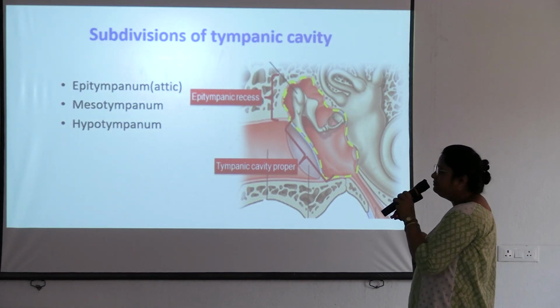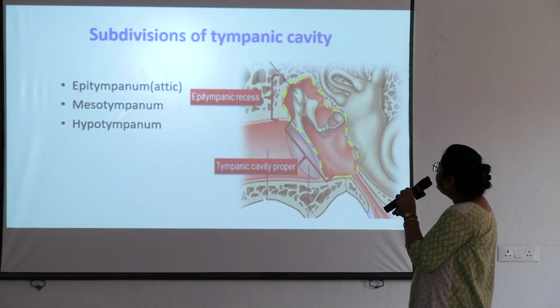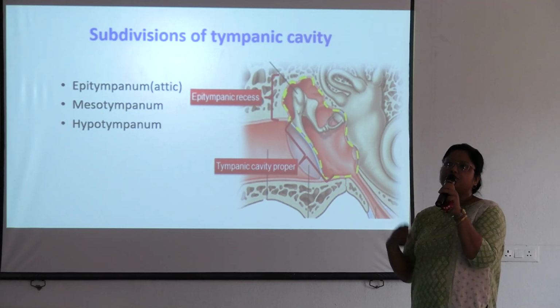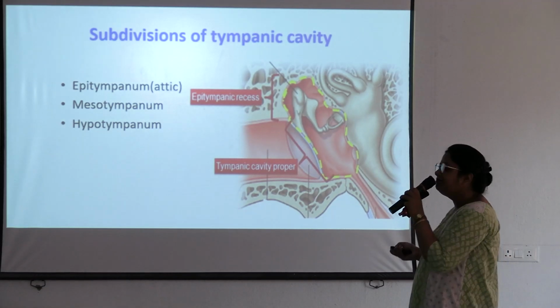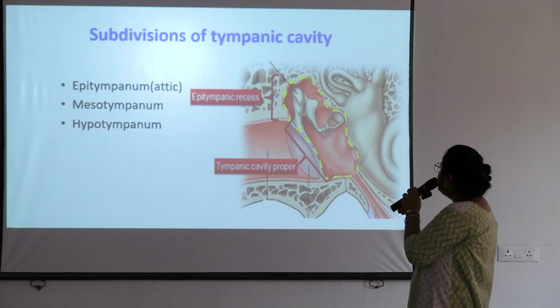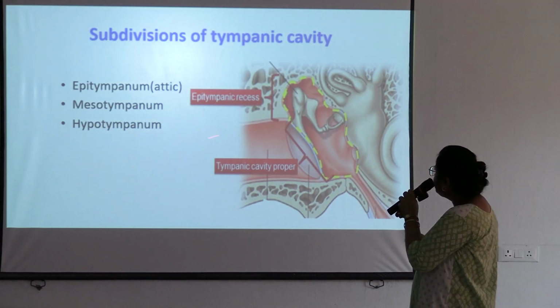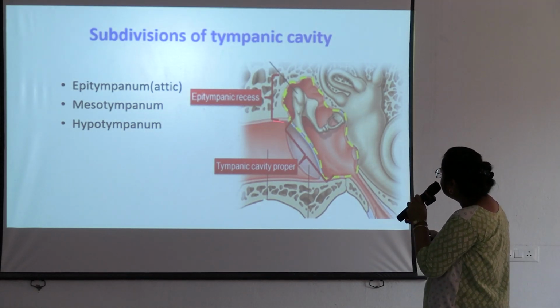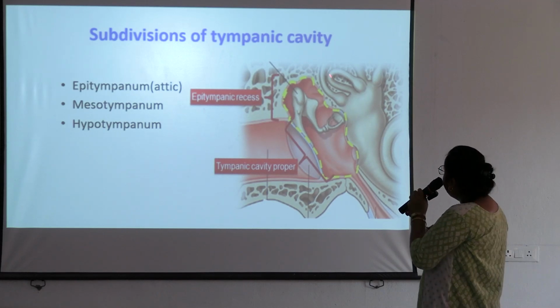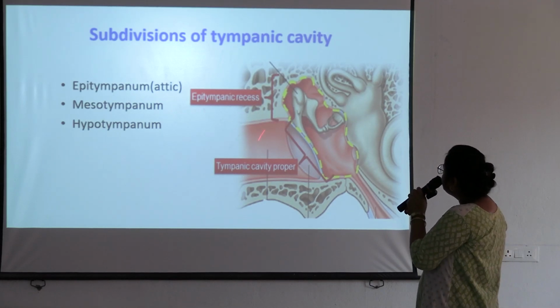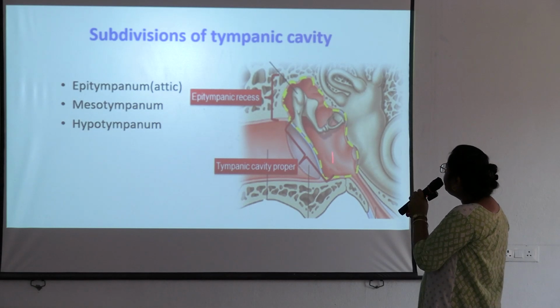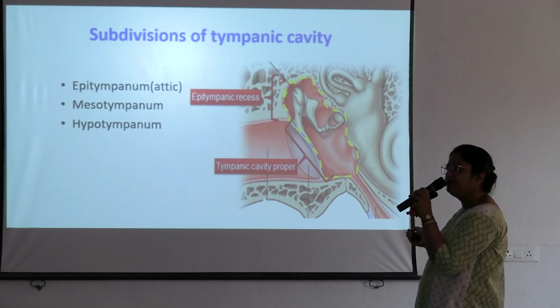Next, we are going to the subdivisions of the tympanic cavity. It is divided into 3 parts: epitympanum, mesotympanum, and hypotympanum. See, this is the external auditory canal, this is the tympanic membrane, and this is the middle ear cavity with the eustachian tube. So the portion above the tympanic membrane is known as the epitympanum.